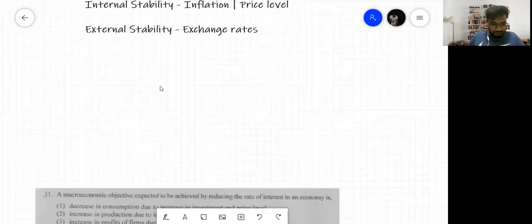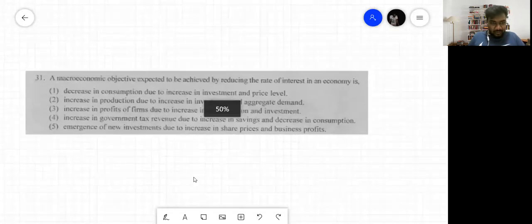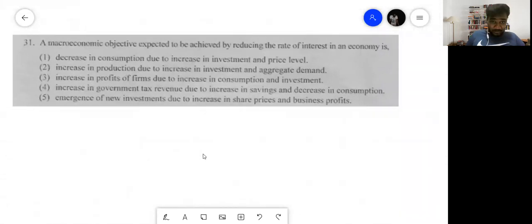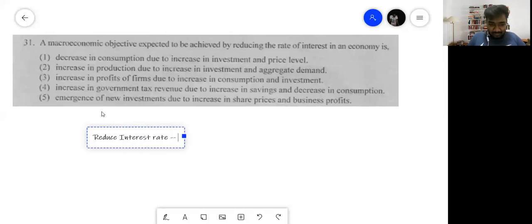And then, okay, 31. A macroeconomic objective expected to be achieved by reducing the rate of interest. So when you reduce the rate of interest, what is your expectation? Now, when the central bank reduces interest rate, what do they want to do, guys? What are they trying to do? Reduce interest rate. What is their objective? Yes, increase money supply.